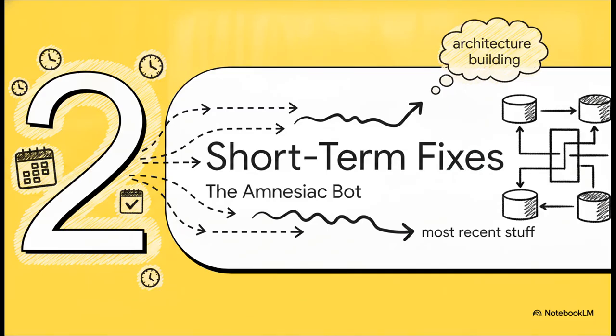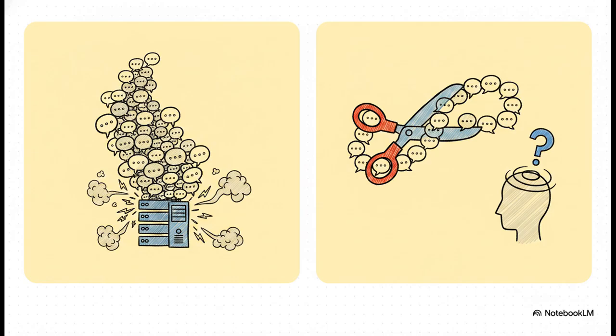Part 2. Short-term memory fixes. The amnesiac bot. Since we literally cannot send the entire chat history forever, you might be thinking, well, what if we just send the most recent stuff? This leaves us with the ultimate developer's dilemma. You basically have two bad options here. You either crash the system and go broke by forcing the AI to remember everything, or you aggressively take a pair of scissors to the conversation history.